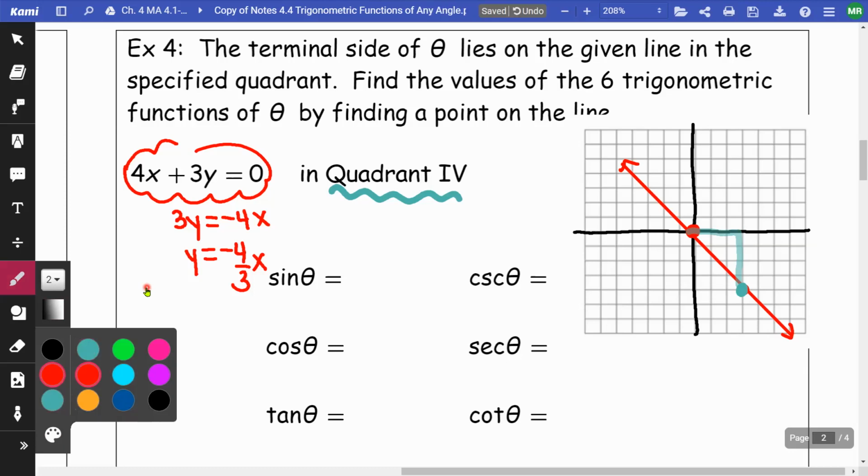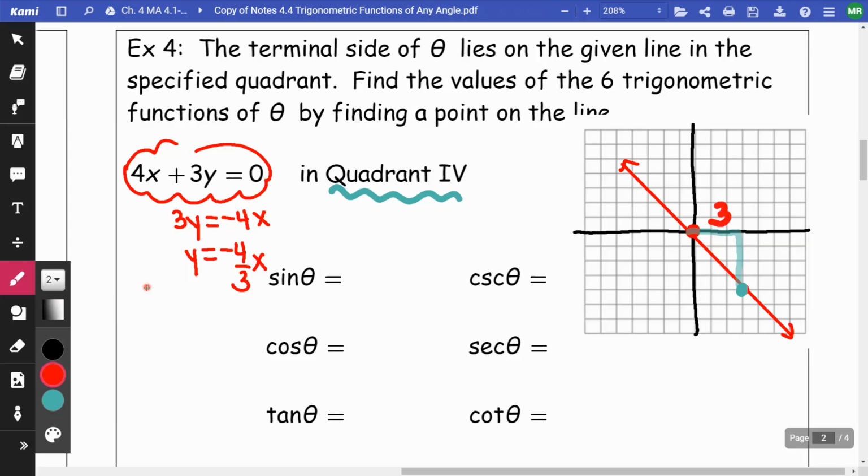So now if I'm looking at this, this is going to be 3. This is going to be a negative 4. And if I do Pythagorean, this is going to be 5. So I have a 3, 4, 5, but it's a 3, negative 4, and 5. Now, where is my angle? My angle is right here, always by the origin.